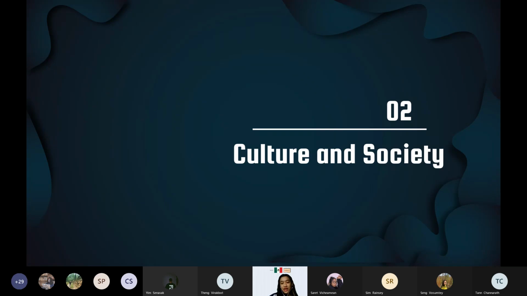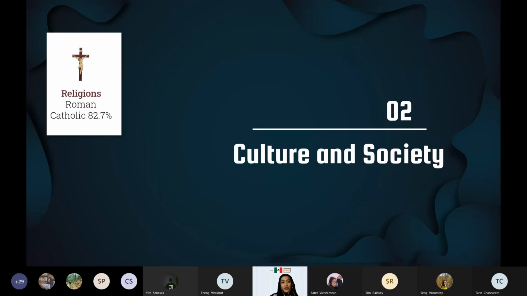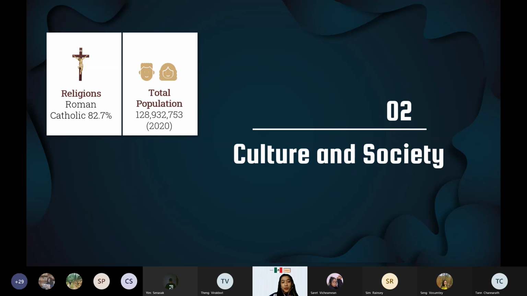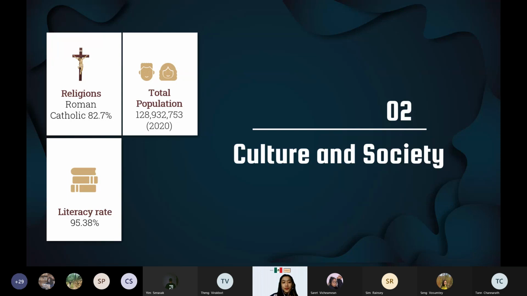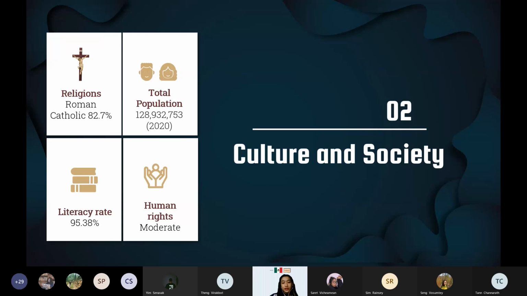Let's move to culture and society. Here we'll talk about religions. We have a lot of religions in Mexico, but let's just focus on the main one, which is Roman Catholic. It consists of 82.7% of the overall population. The total population we have here is about 128 million, measured in 2020. Next is the literacy rate, which is at 95.38%, which is quite high. We can say that human rights and the respect of freedoms in Mexico are kind of moderate because we have seen it quite well recently.